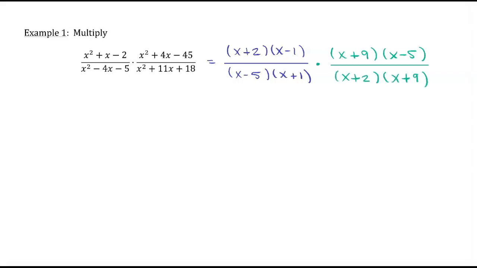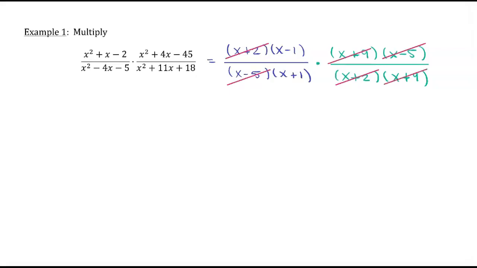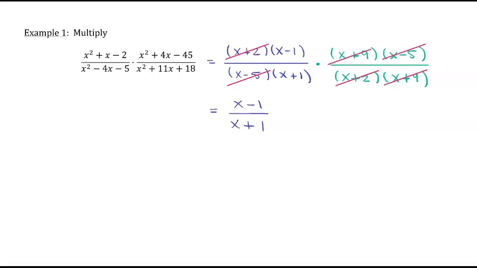Now we look for common factors in the numerator and the denominator for both expressions. We have an x plus 2 in the numerator and denominator. We have an x minus 5 in both the numerator and denominator, and an x plus 9. This leaves us with only a factor of x minus 1 in the numerator and x plus 1 in the denominator. Let's look at another example.